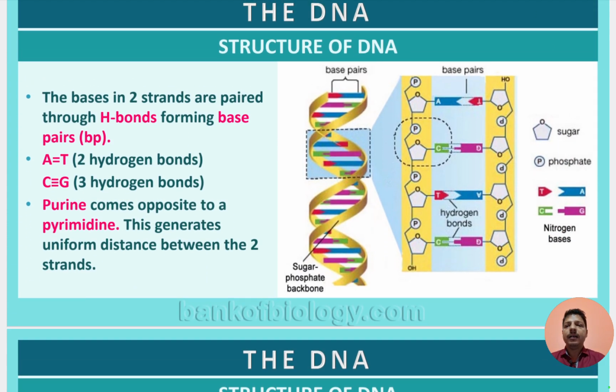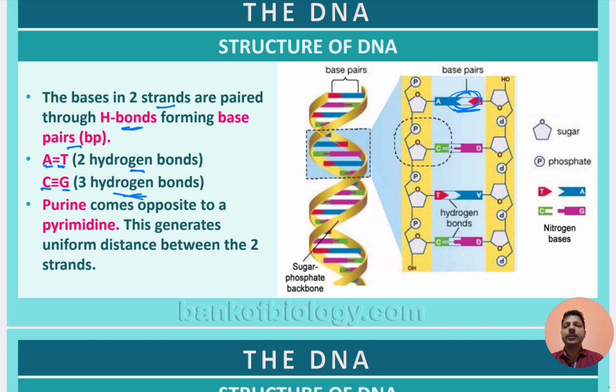Then the bases in the two strands are paired through hydrogen bonds forming base pairs. Like this, you can see it is a base pair A and T, and here the hydrogen bonds are present. Then A double bond T, that is two hydrogen bonds between adenosine and thymine. And coming to cytidine and guanosine, there are three hydrogen bonds.